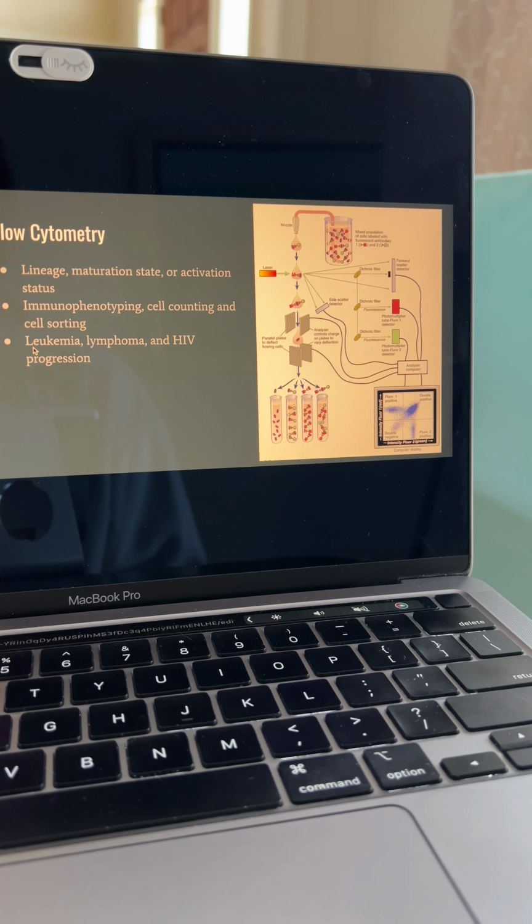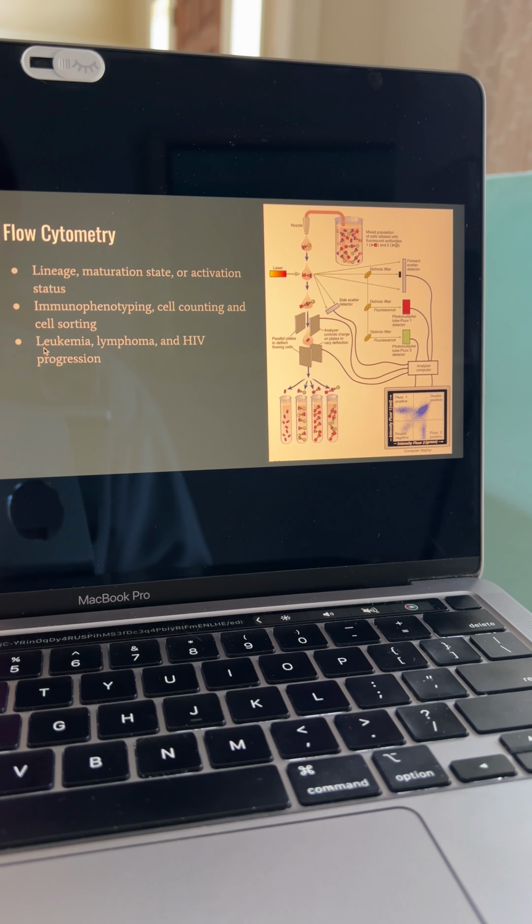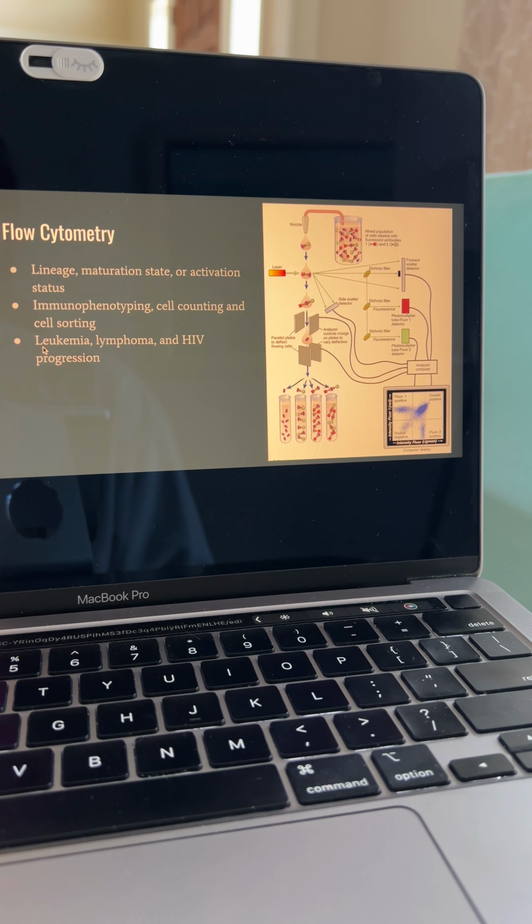So, the first technique that caught my attention was flow cytometry. By staining cells with fluorescently labeled probes specific for those molecules and measuring the quantity of fluorescence emitted by the cells, the lineage, maturation, or the activation status can be determined by analyzing the expression of different cell surface or intracellular molecules. It can be used for immunophenotyping, cell counting, and cell sorting.